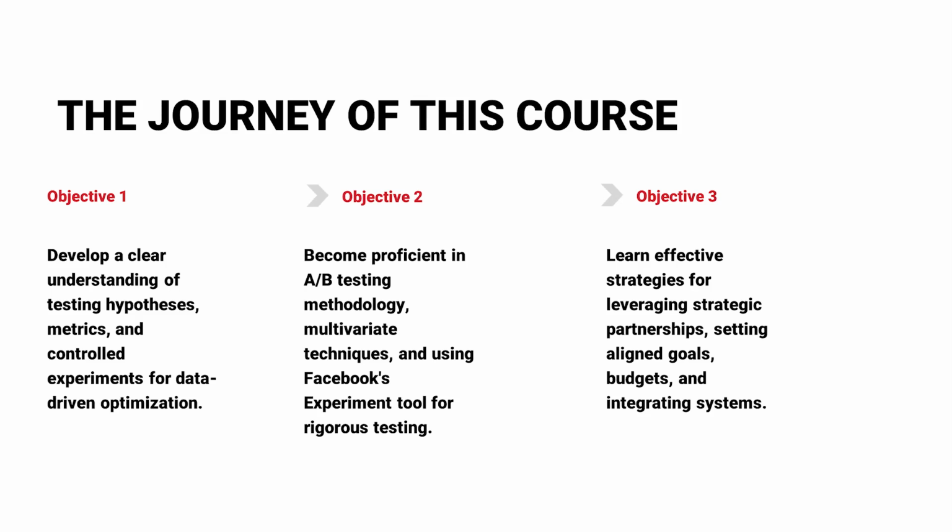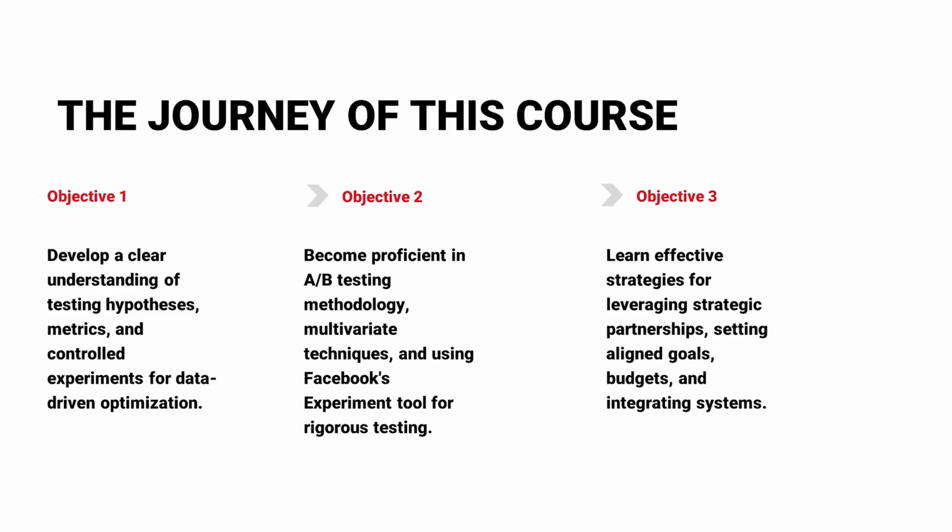Let's talk about the journey of this course. Now, we're actually going to be able to cover 9 different objectives here. Objective number 1, we want to develop a clear understanding of testing hypothesis, metrics, and controlled experiments for data-driven optimization. We're going to do that in the first couple of lessons.